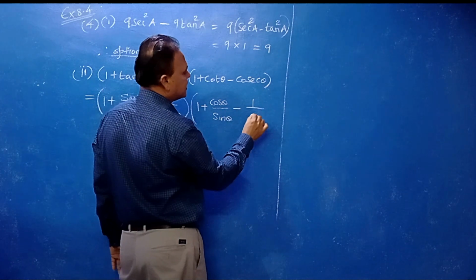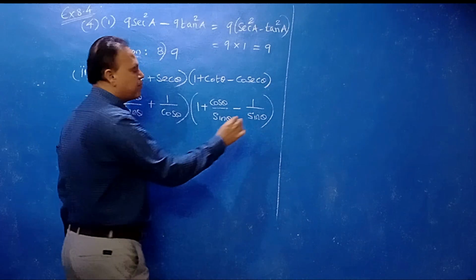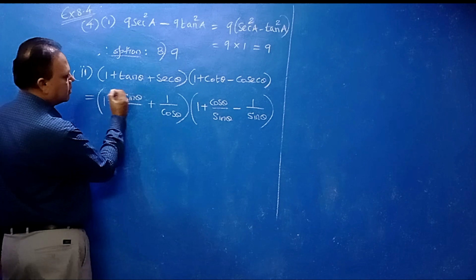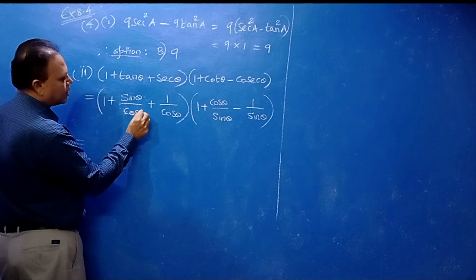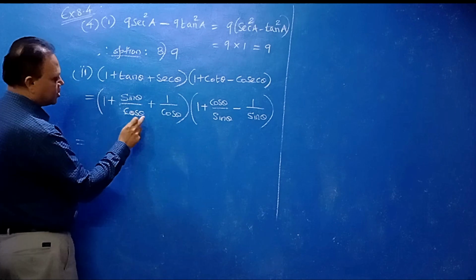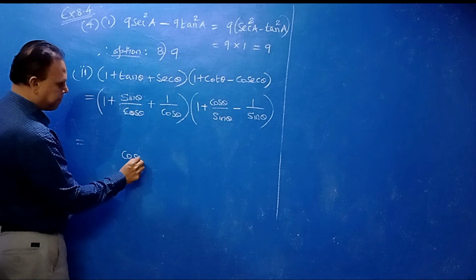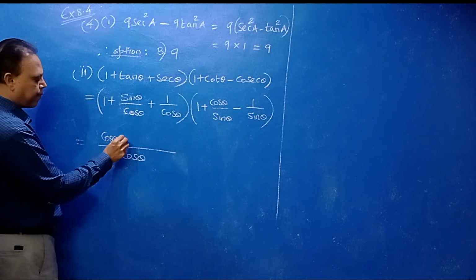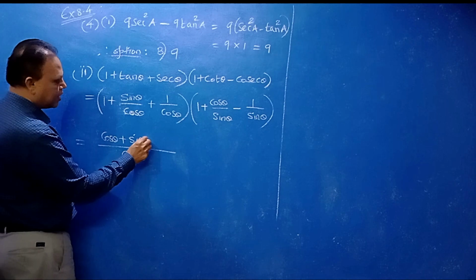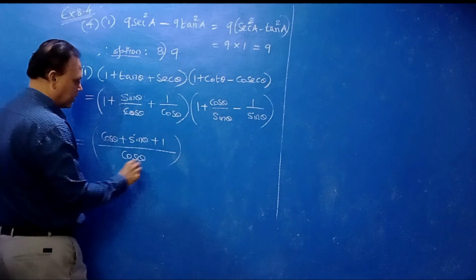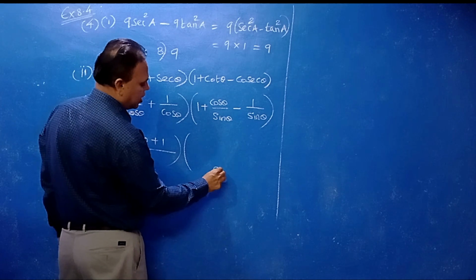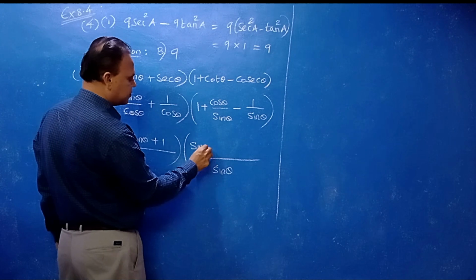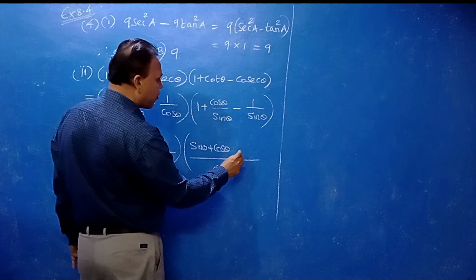And cosecant is 1 by sine theta. That's why it is very important. Now here you see cos theta is common. Sine by cos, so cos theta is common. You take cos theta common, and you multiply cos theta plus sine theta plus 1, into, here also sine theta is common, you take the LCM, that means sine theta plus cos theta minus 1.